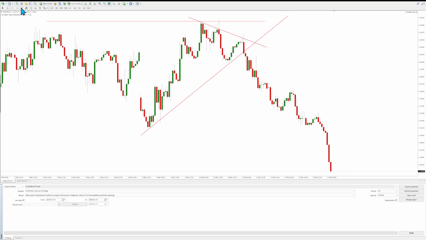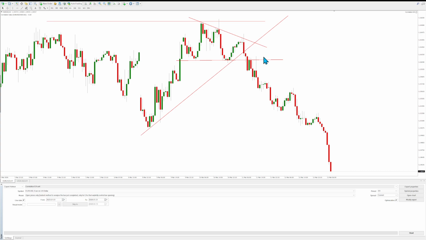A key area, you could argue, is where this level of support was breached. You can see this support then becomes resistance, which price moves away from, again making lower highs. So all the signs around here were for bearish market conditions. You may have been thinking of taking a trade here. You may have even taken it based on the breakout of this line here, or perhaps on the pullback up here, depending on your trading strategy.